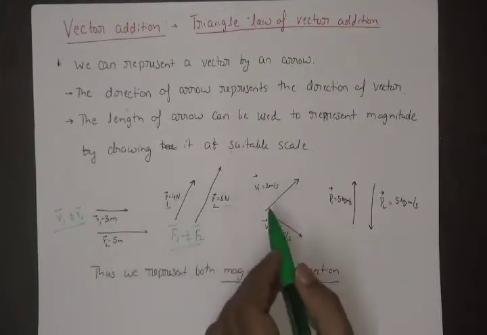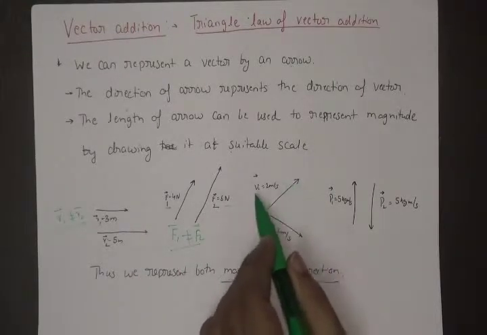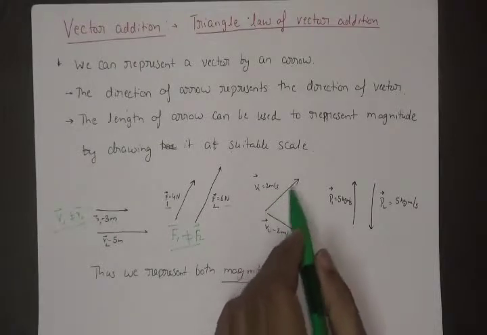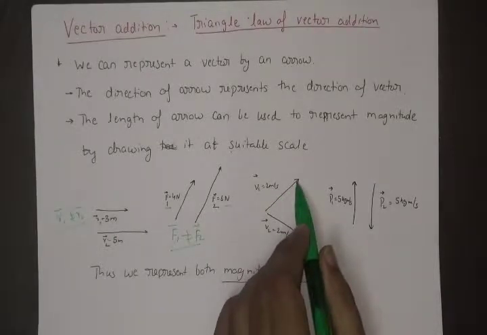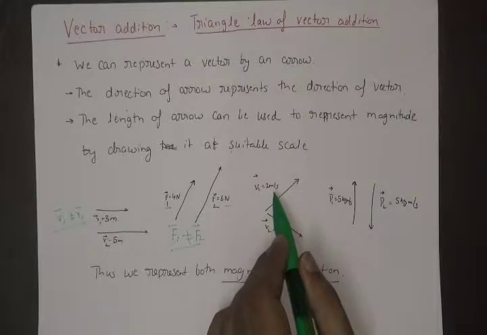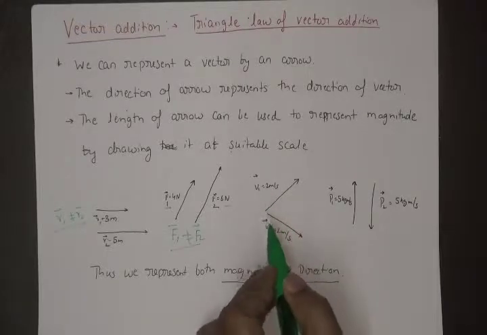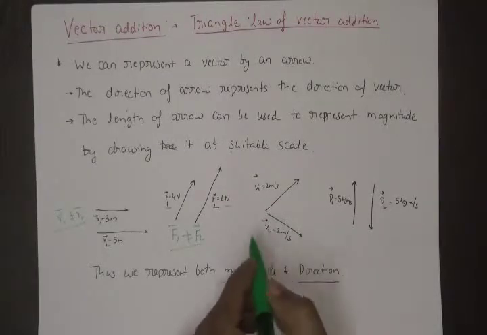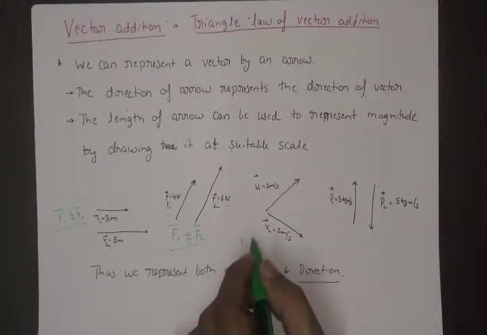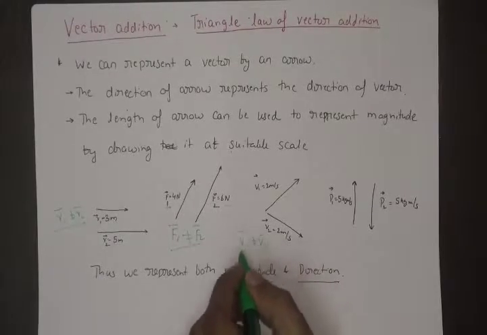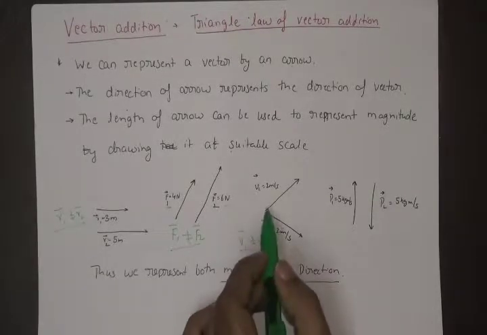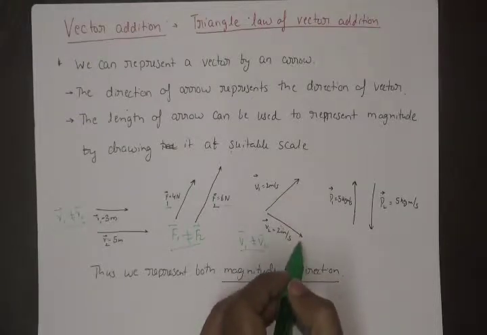The velocity of a car in this direction is, let us say, 2 meters per second. This is a vector quantity whose magnitude is equal to 2 meters per second. And another car is moving with a velocity of 2 meters per second in this direction. Again, v1 vector is not equal to v2 vector. Why? Because even though the magnitudes are the same, the directions are different.